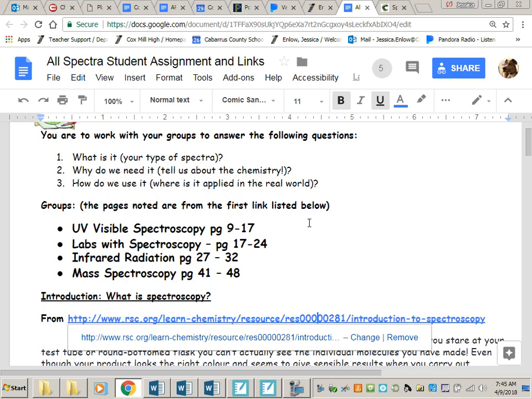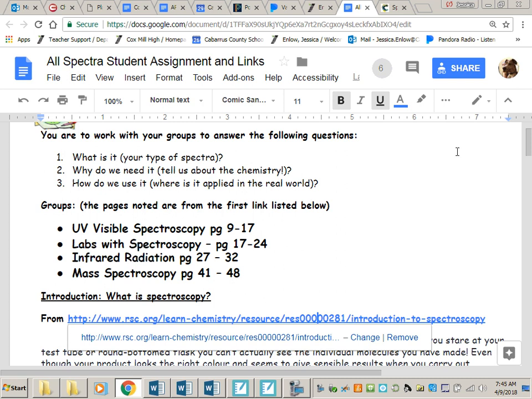So the basics are these things that I'm asking for. One, what is your type of spectrum? Give us a little bit of really what it is. Two, why do we need it? Why is it important in chemistry? Why do we need UV vis? Why do we need IR? Why do we need mass? And then how do we utilize it in the real world, if you can find that application? These questions apply to this second bullet, which is going to be more about the application of the spectrum.